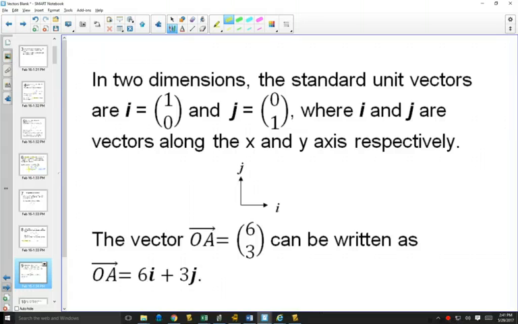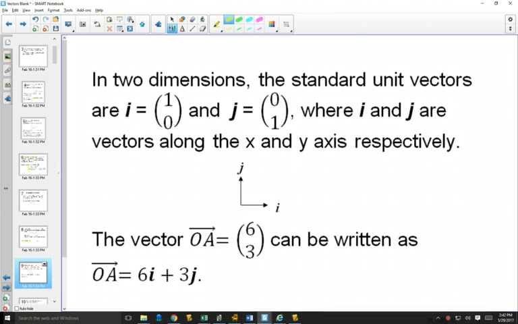So here's the vector 6, 3. It can be written as 6 to the right and 3 up. So it's 6i and 3j. I don't know why they decided to use the unit vectors i, j, and then once we get to 3 dimensions, k. Who decided to start with the letter i? Not sure. But that is standard.